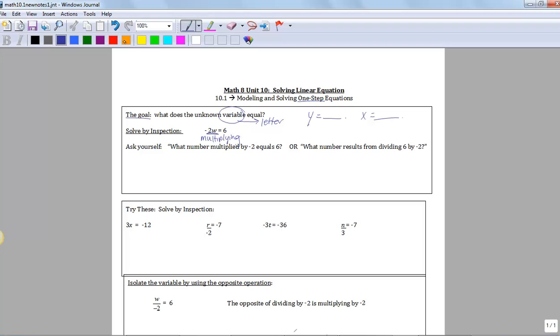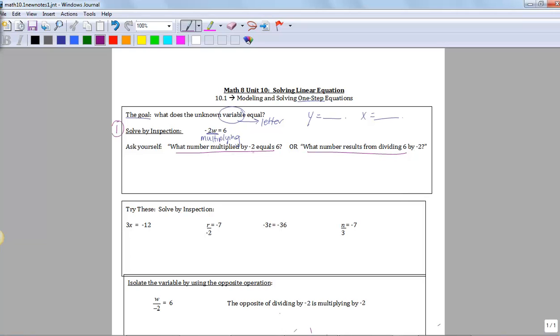So our first method to solve these questions is by inspection. What that means is that you're going to ask yourself one or two questions. Maybe you say, what number multiplied by negative 2 equals negative 6? Or maybe you're going to say, what number results from dividing 6 by negative 2? You see this opposite operation thing going on.